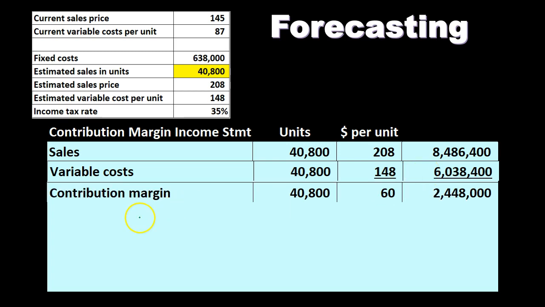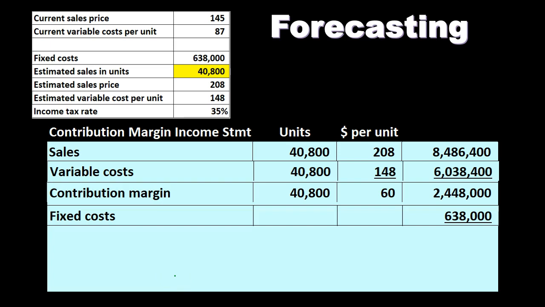Then we can have the contribution margin, which once again, we can do this two ways now. We can take the 40,800 in units, multiply it times the contribution margin per unit, the 208 minus the 148 or the 60. So 40,800 times 60, 2,448,000. Or we could take the total sales minus the variable cost, the 2,448,000. So we kind of double check our number in this way.